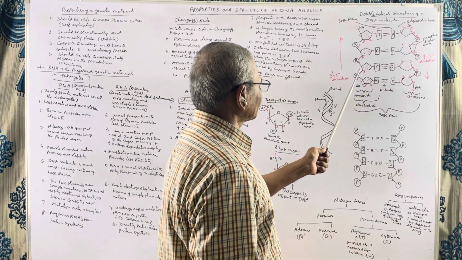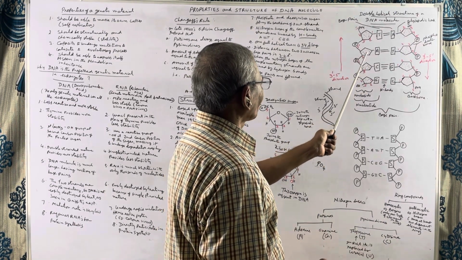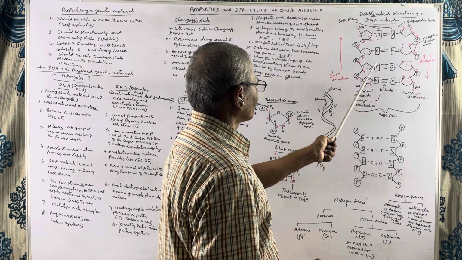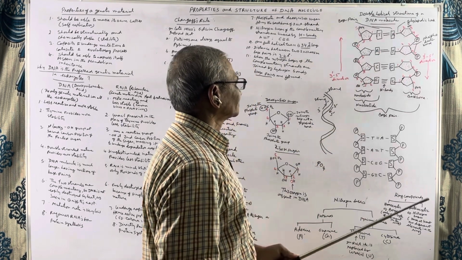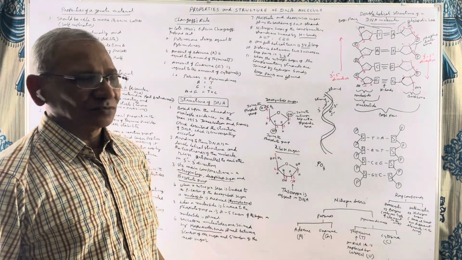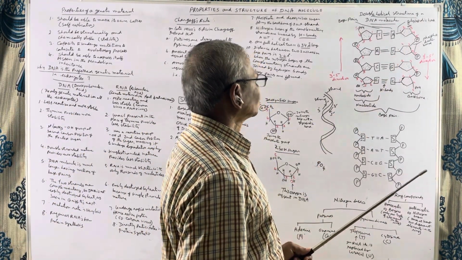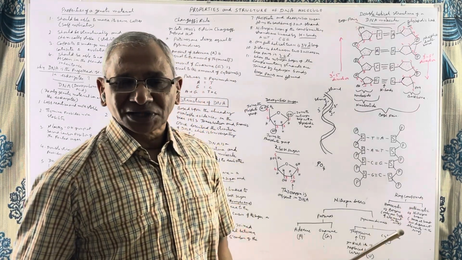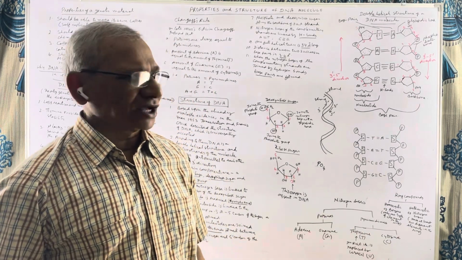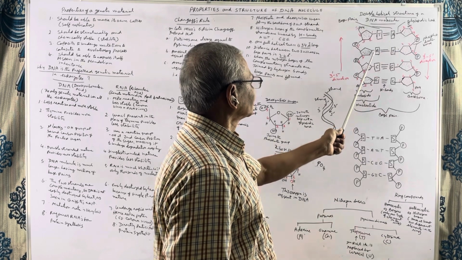These nitrogen bases are joined to the pentose sugar, deoxyribose sugar. This one. This is the deoxyribose sugar. This is nitrogen base. This is sugar, nitrogen base. Sugar, nitrogen base. Sugar, nitrogen base. By a bond known as glycosidic bond. So, the nitrogen bases are attached to the deoxyribose sugar by a bond known as glycosidic bond. These are glycosidic bonds.